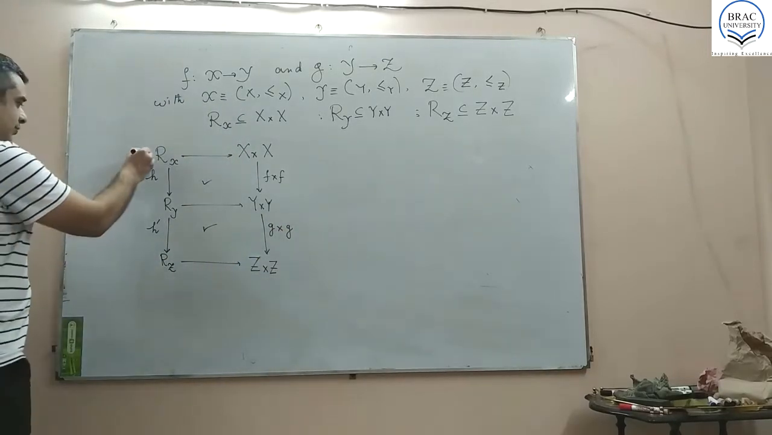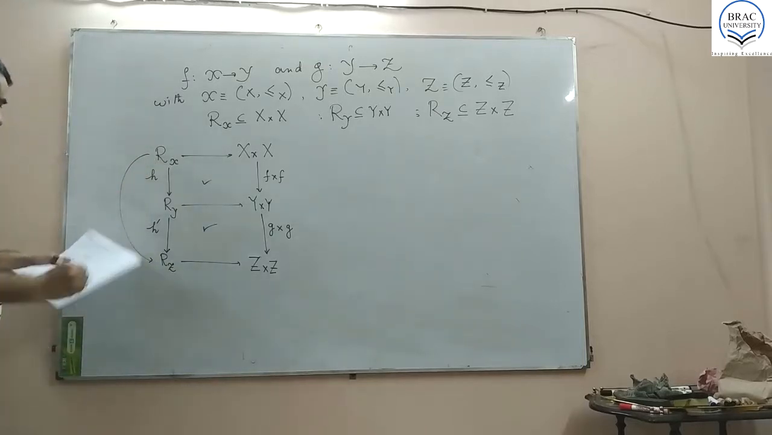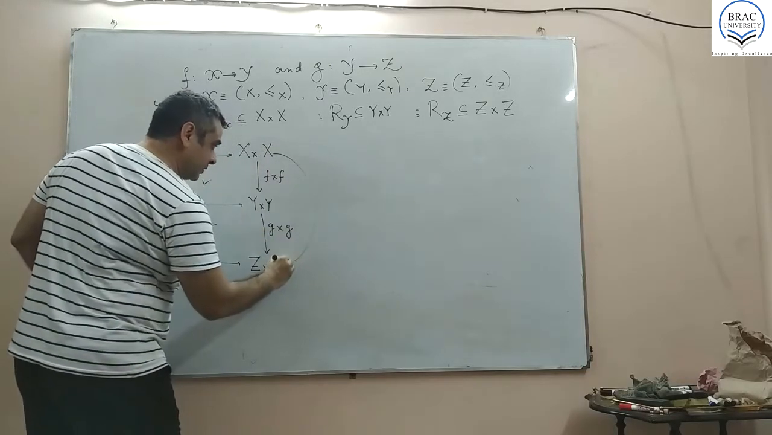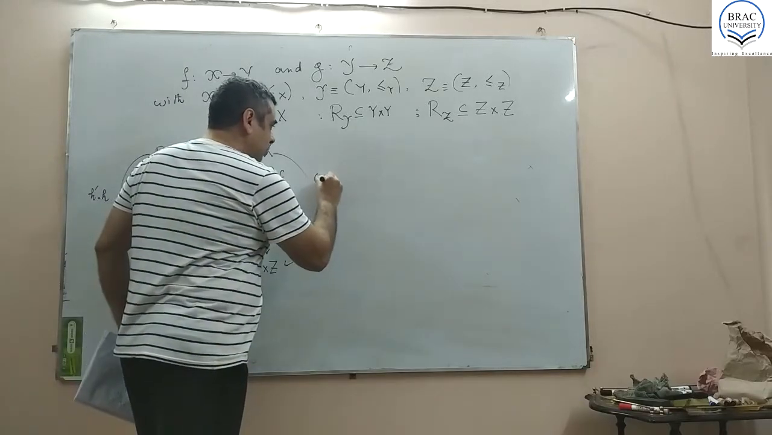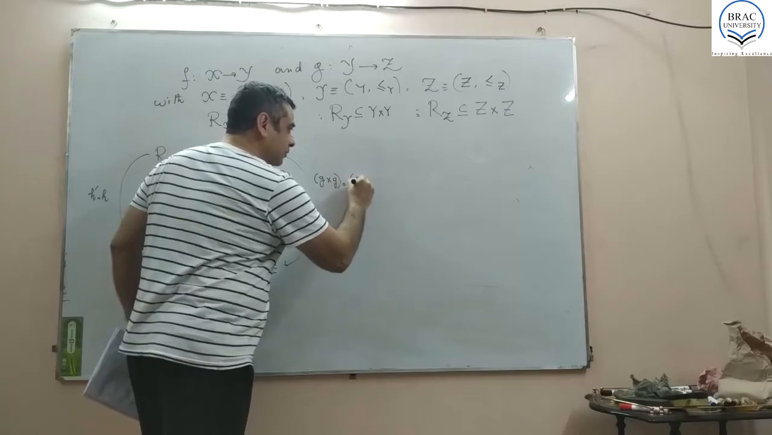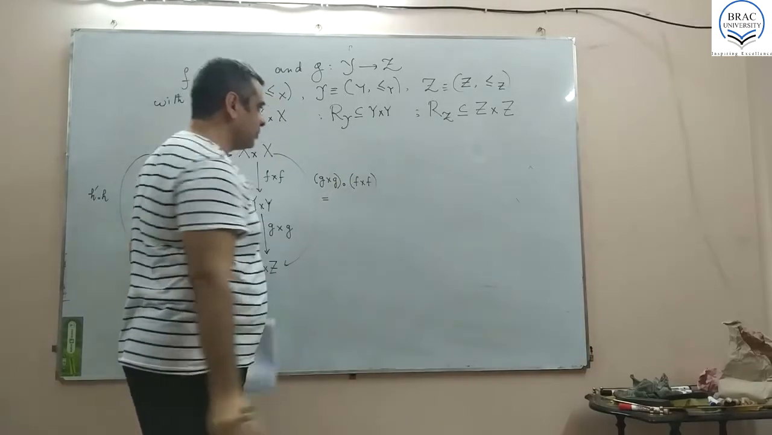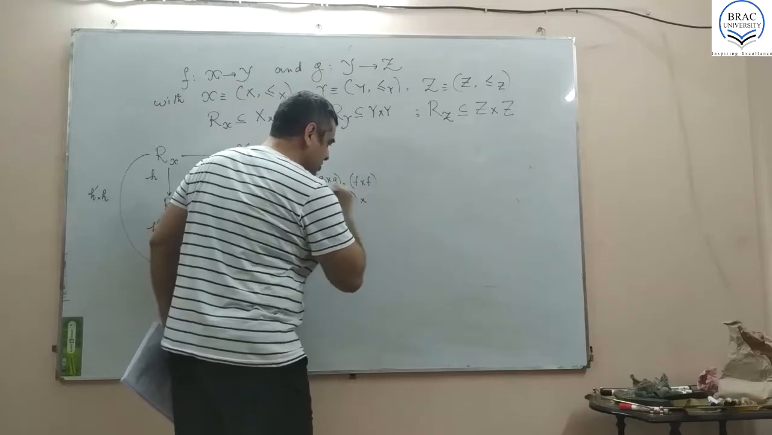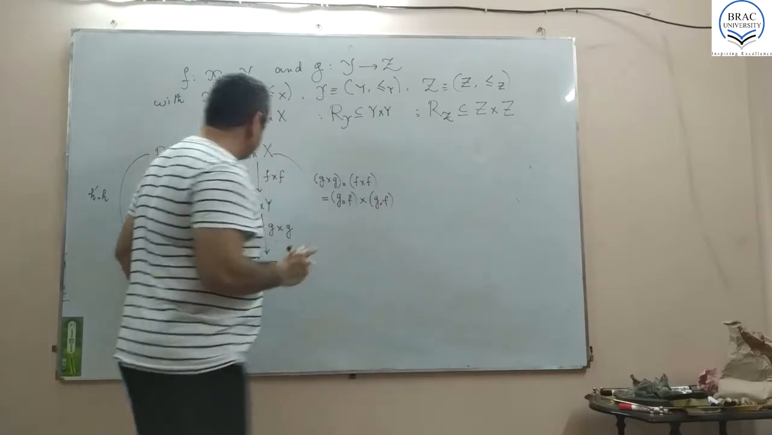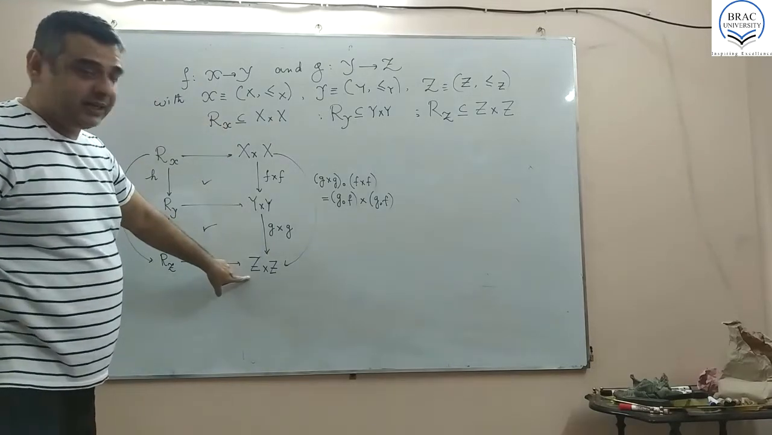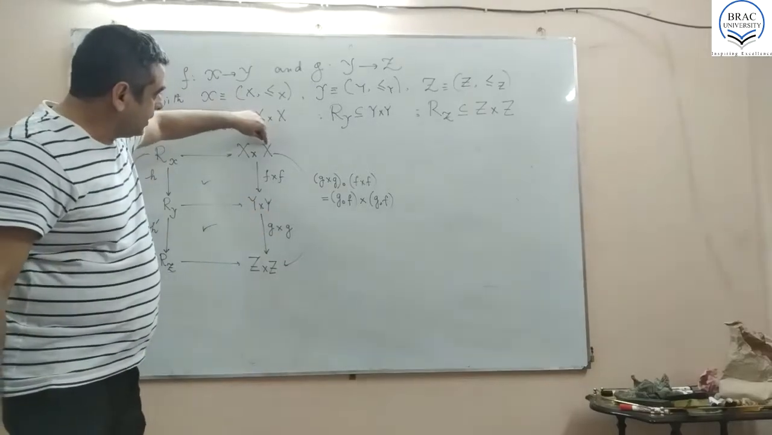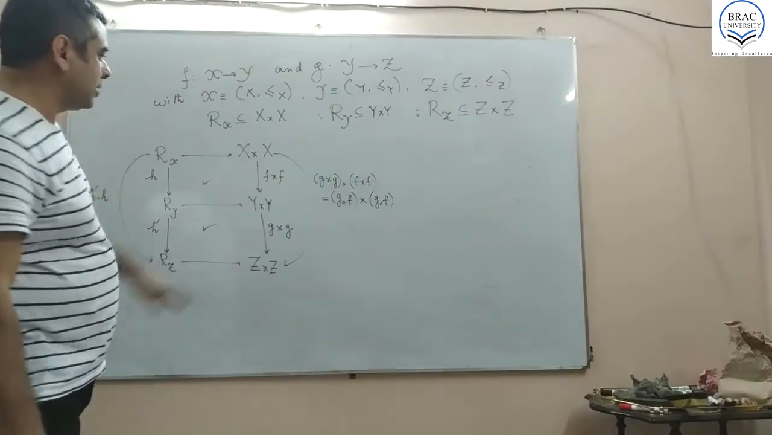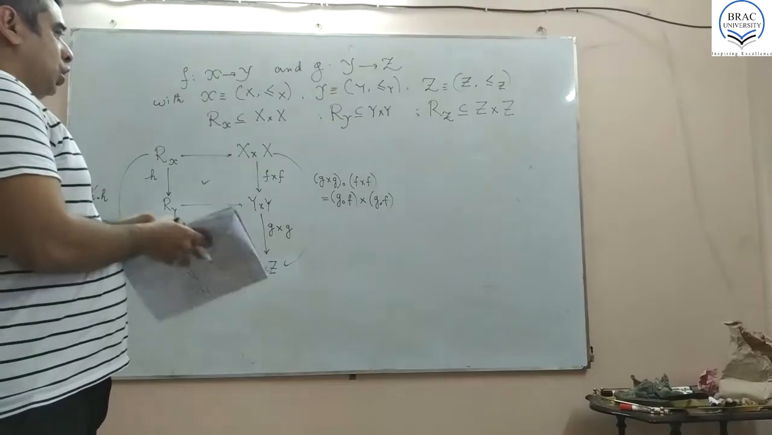And what is this map? This map is going to be H prime composed with H, and this map is going to be G cross G composed with F cross F. Check that this is indeed G composed with F, cross G composed with F. So you are going from X to Z via G composed with F, and from this X to this Z via G composed with F. So they are the same.